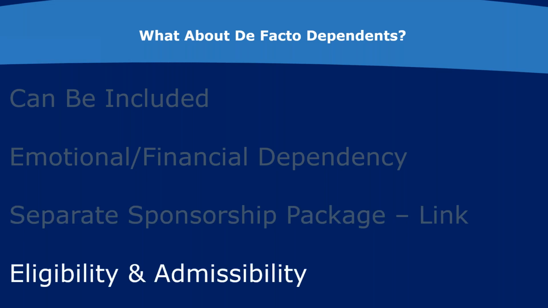Important thing to keep in mind is that the de facto dependent, regardless of their age, has to satisfy both eligibility and admissibility criteria. So unlike other family members in IRCC's definition of family that we saw in the previous slide, they cannot rely on the eligibility of the principal applicant. They have to satisfy both eligibility and admissibility criteria.